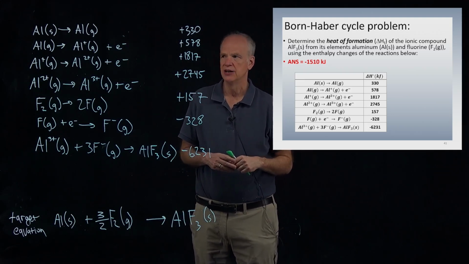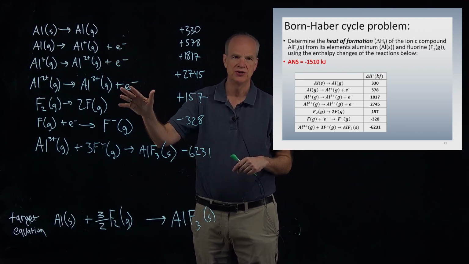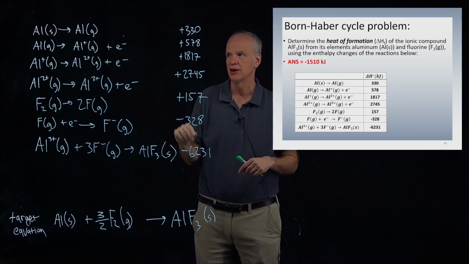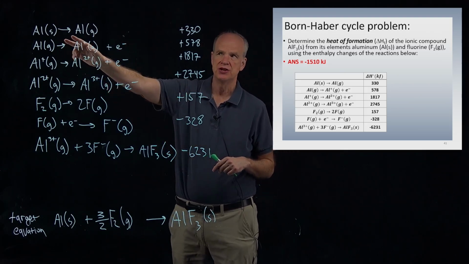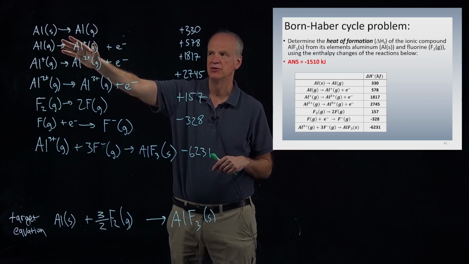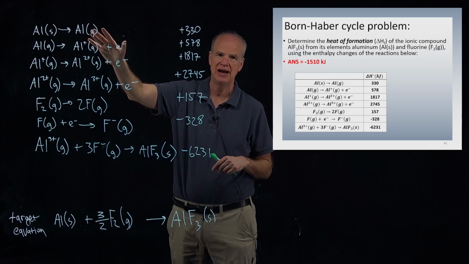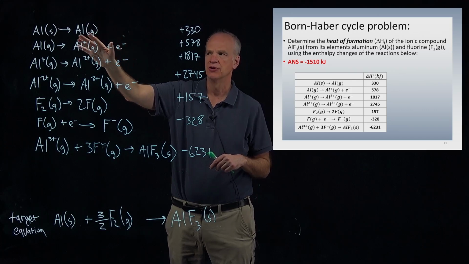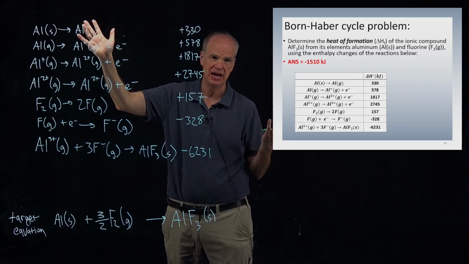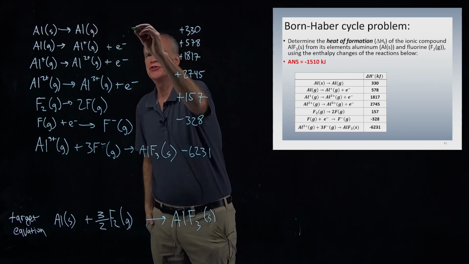Okay, so what I've done is I've written out all the equations that you see on the screen on the board, and so let me just quickly go through what these are. This first equation here is the energy involved with subliming solid aluminum metal into gaseous aluminum metal. In other words, you're taking solid aluminum atoms and just separating them out to become gaseous aluminum atoms. So this is a sublimation.